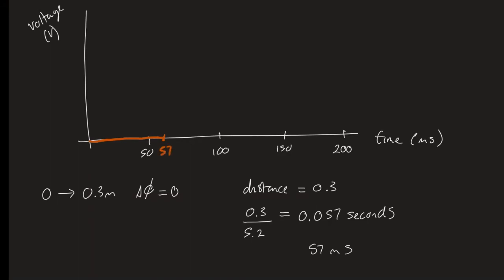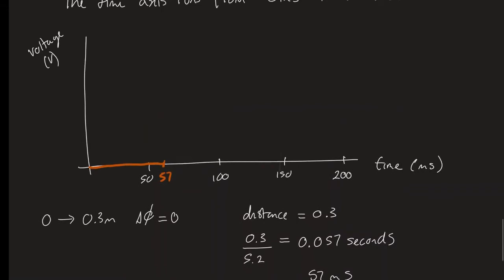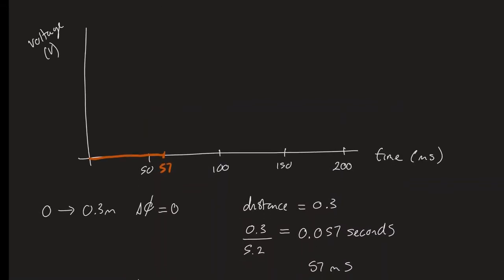We can see this if we look at Faraday's law. EMF is equal to N times the rate of change of flux. Well, this is one turn, it's just a loop, and then the flux doesn't change at all. It's over 57 milliseconds. Well, 0 divided by anything is still 0. So that's why we saw no voltage induced.